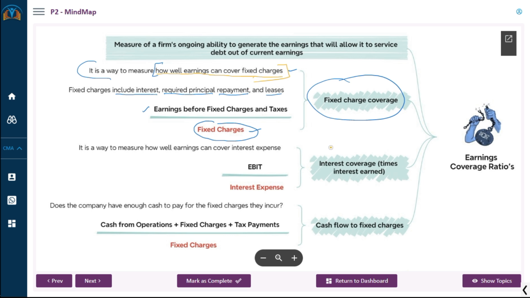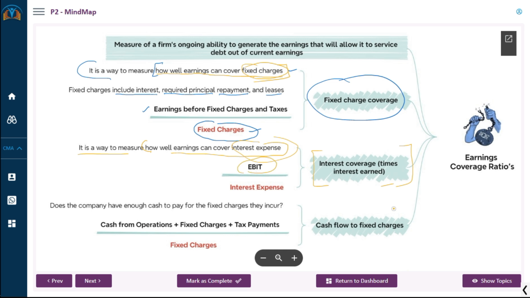We also have the interest coverage ratio, or times interest earned ratio. It is a way to measure how well earnings can cover your interest expenses. That is calculated as earnings before interest and taxes divided by interest expenses.